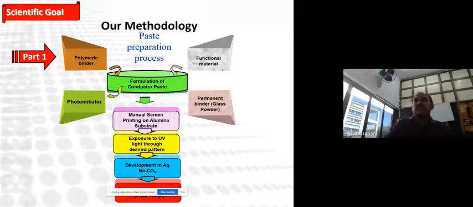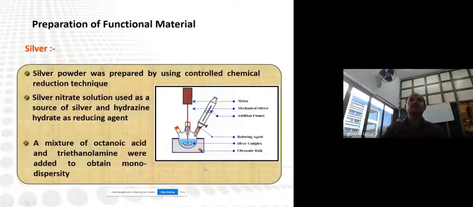See, it need not create toxicity or environmental issues. So the development needs to be aqueous, and then it needs to be fired at a standard firing cycle, where thick film technology is used to fire at 850 degrees Celsius. So in this case, we also have to fire with a standard protocol.